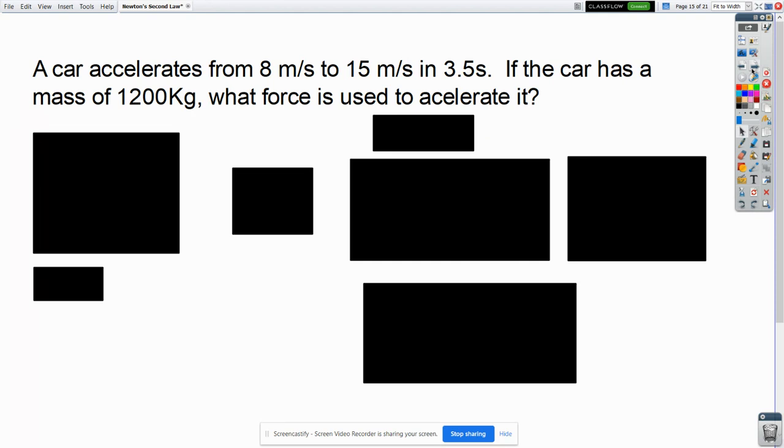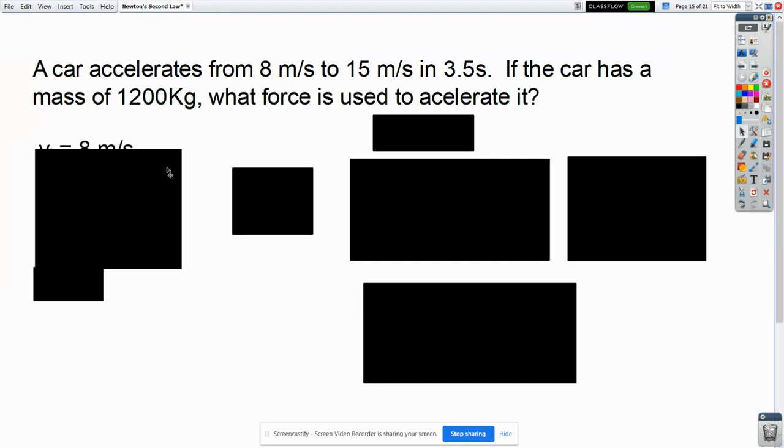Let's take a look at this one. This is an example of a scenario where we're going to have to use an old equation in order to get what you need to do the new equation. Things that happen all the time in a physics classroom. A car accelerates from 8 meters per second to 15 meters per second. These are both velocities, meters per second. The "from" tells me that that is the initial velocity. The "to" tells me that's the final velocity.